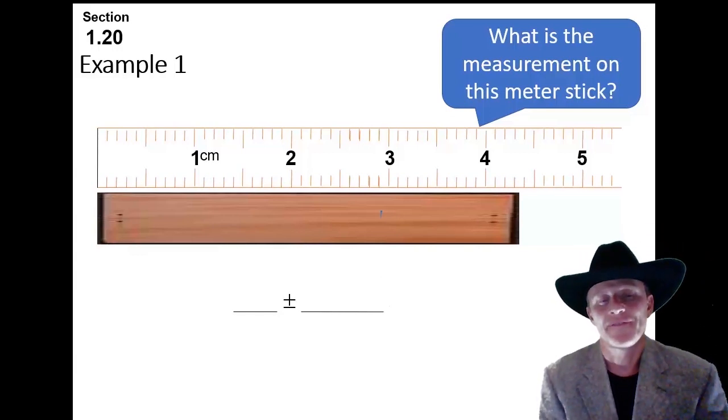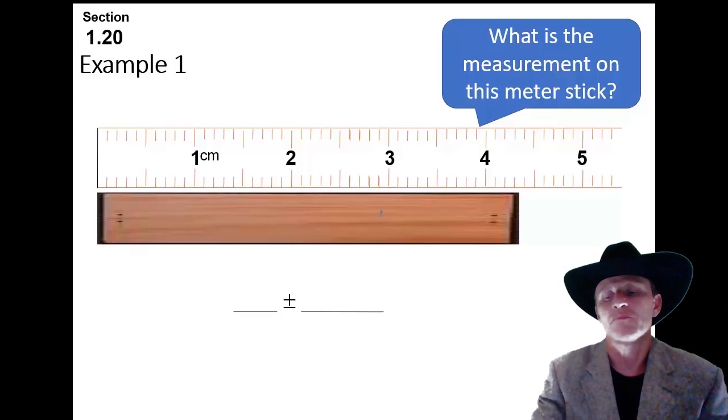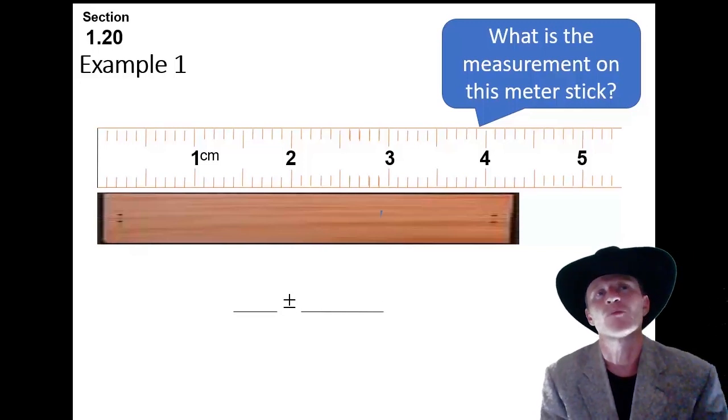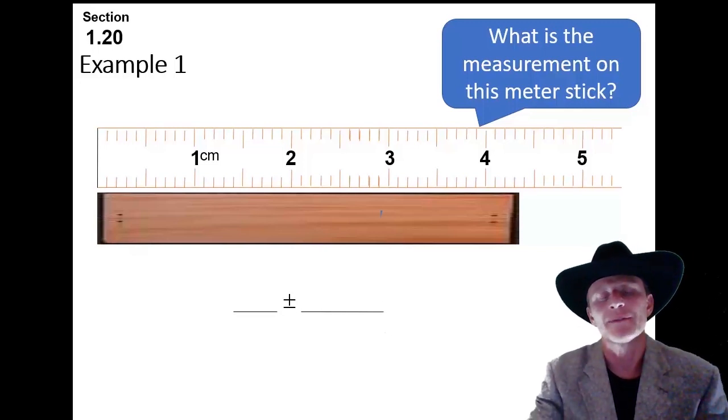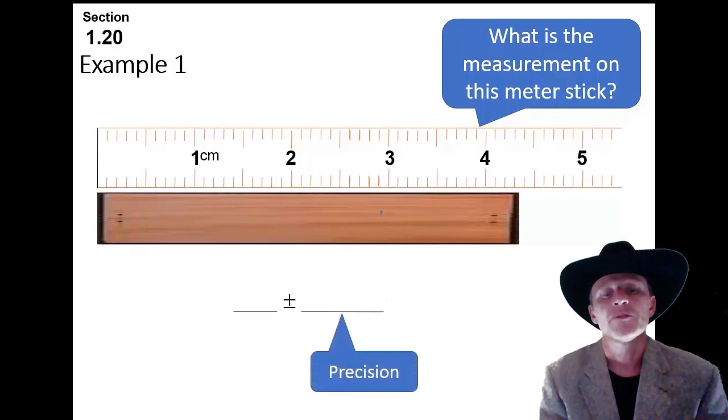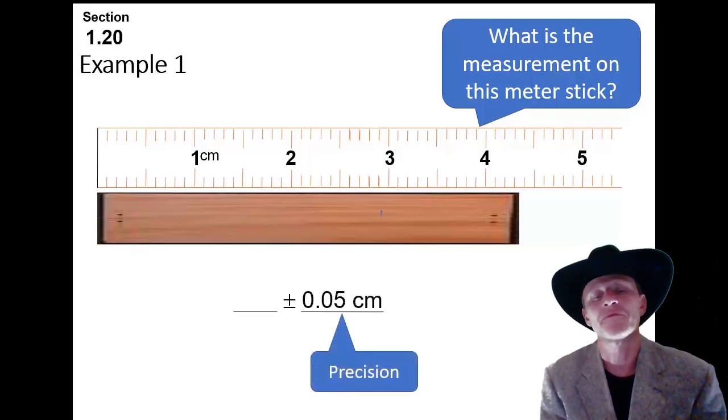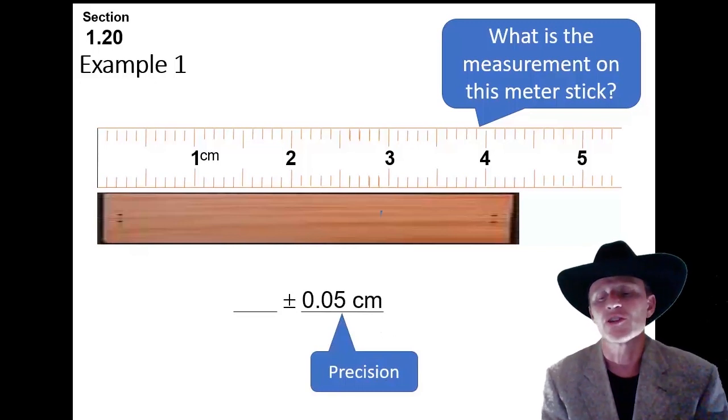So half of that distance, 0.1, just think of it as money. 0.1 is a dime. So half of a dime would be a nickel. So the precision would be 0.05, plus or minus 0.05 centimeters. And that represents the error in your measurement.